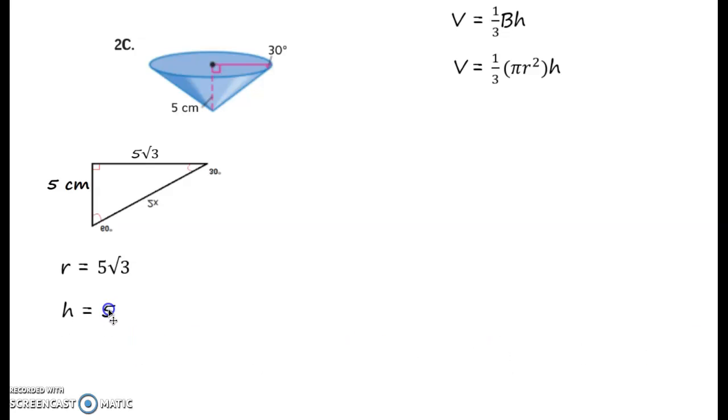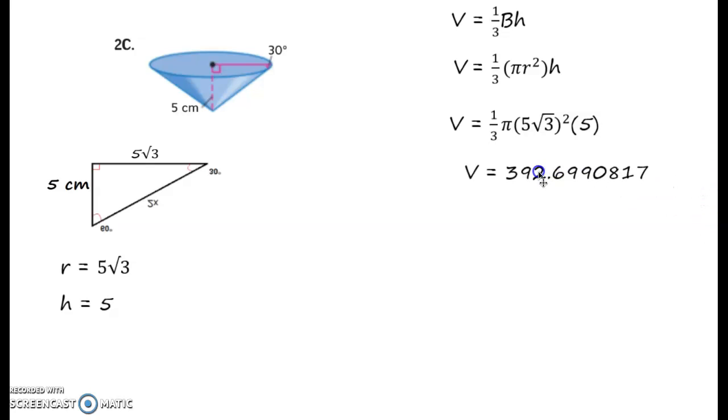They've already given me the height of the triangle, which is the height of the cone. So the height of the cone is 5. Now I can substitute those values into my formula. So I have 1/3 times pi times 5 times the square root of 3 squared times 5. When I do my calculations, I get to that number. And when I round to the nearest hundredth, I get 392.7 centimeters cubed.